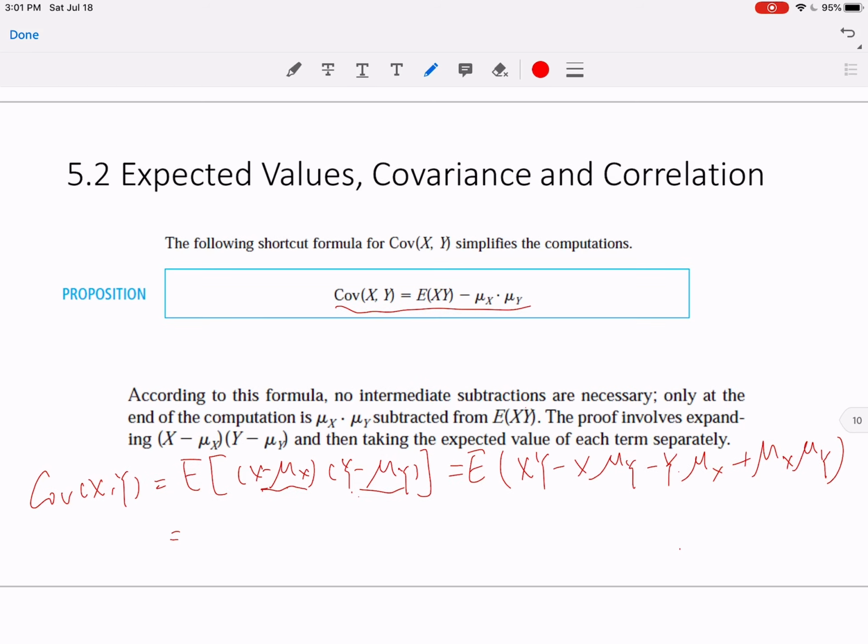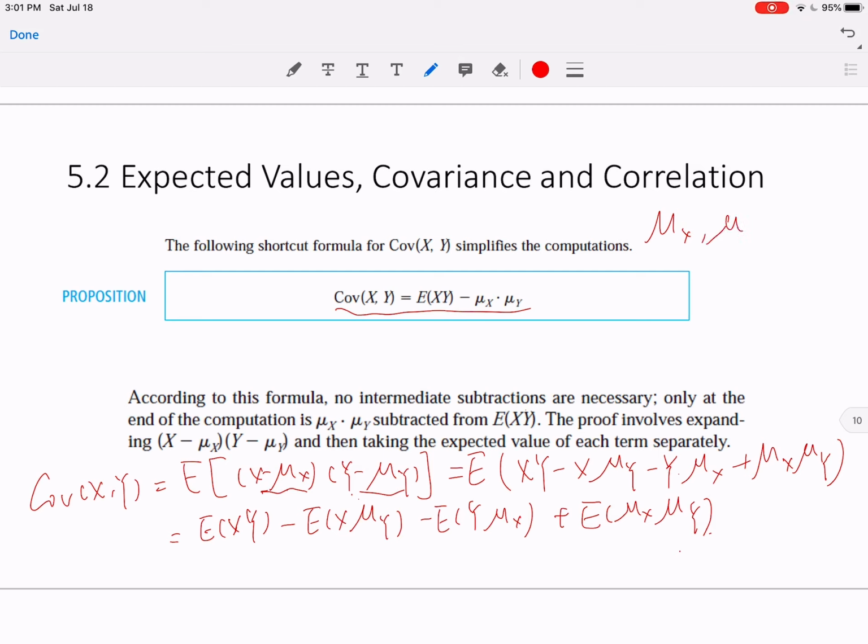And then based on the property of expectations, we can just break this thing into 4 parts based on the additive property. So that would be E of XY minus E of X mu sub x minus E of Y mu sub x plus E of mu x mu y. And then the key point here is that we know that both mu x and mu y are constant. They're constant numbers.